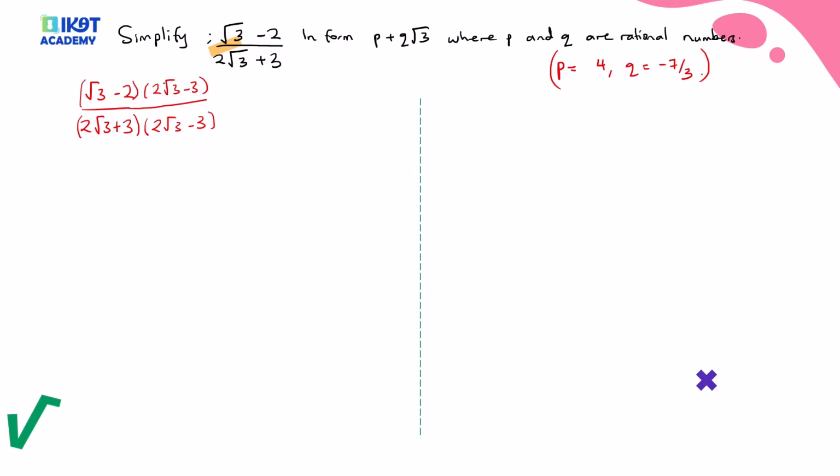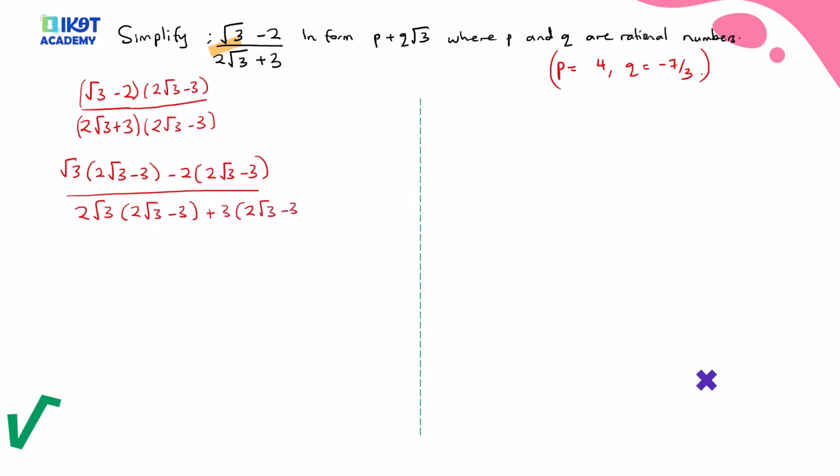So now we are going to open both these brackets. So opening the ones up, we'll have root of 3, 2 root of 3 minus 3 minus 2 into 2 root of 3 minus 3 out of, even down here we can open the same, though I'm going to show you what I mean, but when you look at that, you can already see that it's a difference of 2 squares. So here, what do we have? 2 root of 3 minus 3.